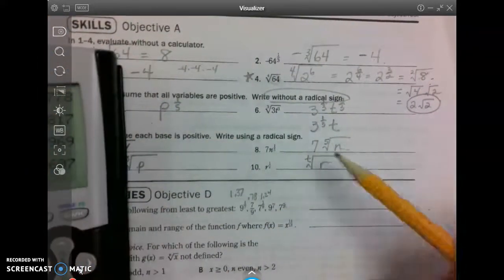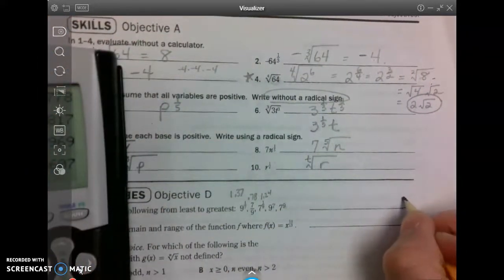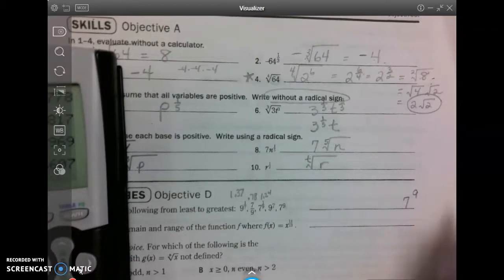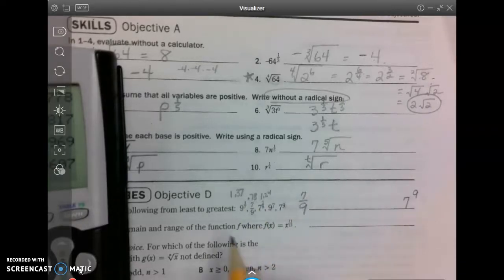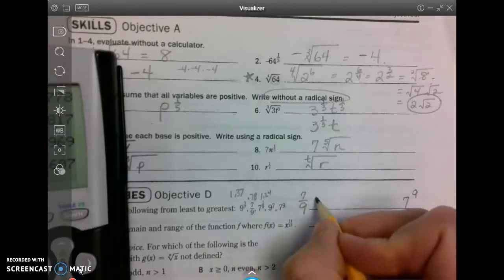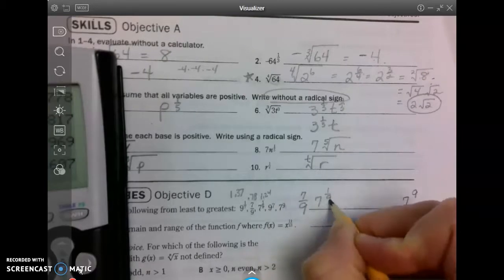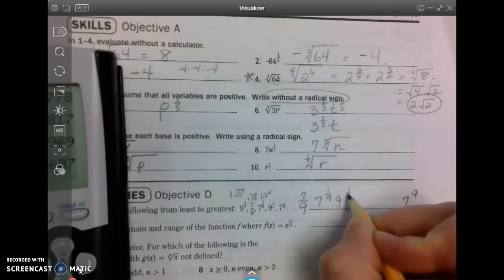So this 7 to the 9th is definitely going to be the biggest. This one right here, which is less than 1, is going to be the smallest. Then the ones where I'm taking the roots are going to be next in order. I'm going to have the 7 to the 1/9. And then I'm going to have the 9 to the 1/7.